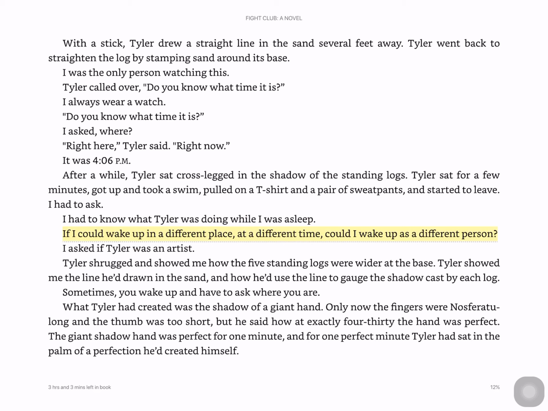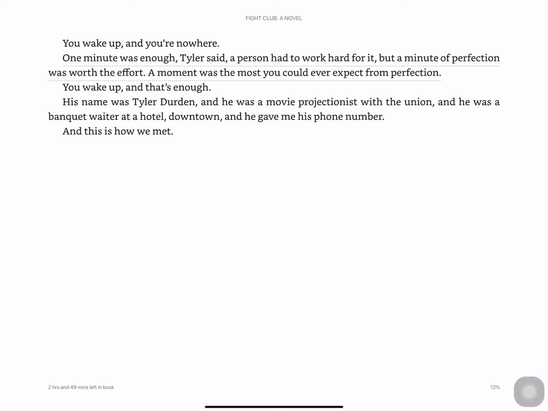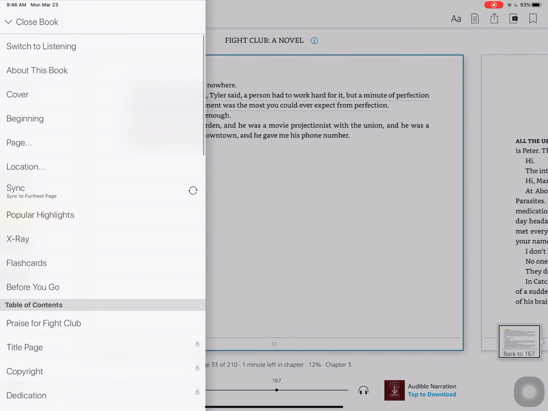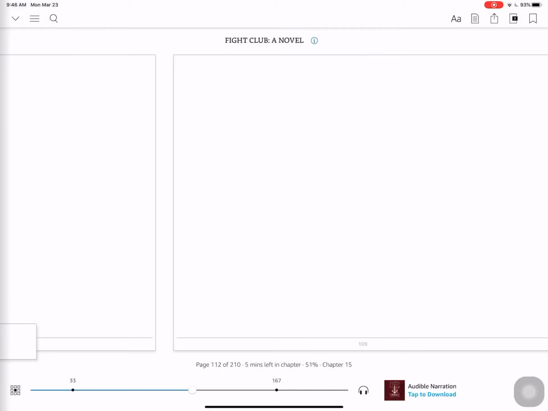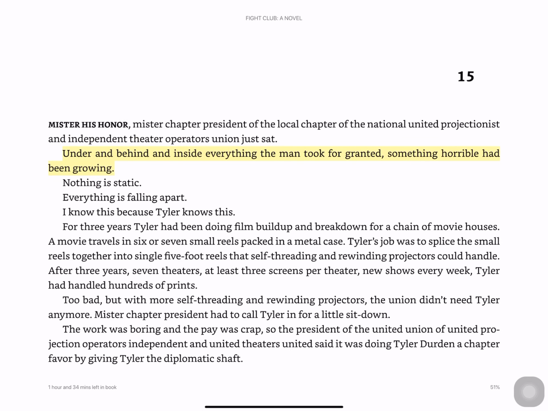So that's why he creates Tyler. All right, let's go to a new chapter now. If we go over to chapter 15, we can see some more evidence. Again, I'm not going over every single example of the Tyler-Narrator split, but hopefully you can get a good sense of what's going on here.